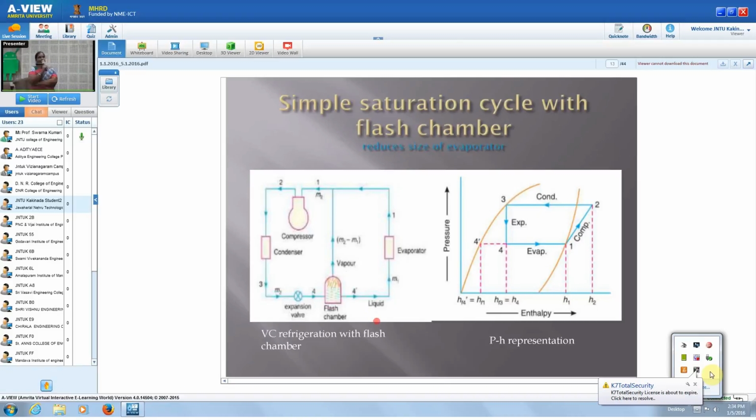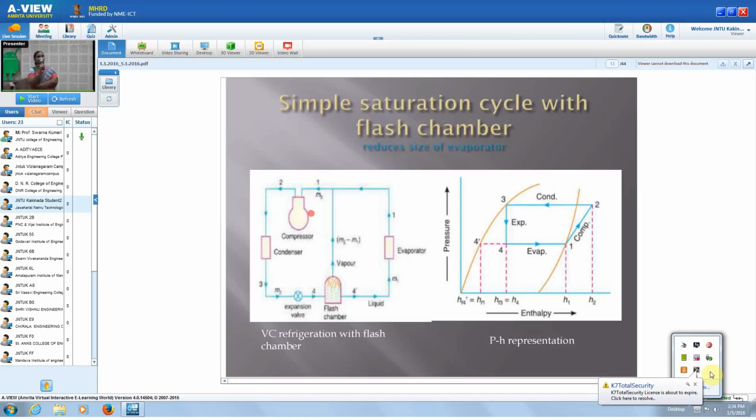Okay. So only when liquid refrigerant is passing through the evaporator, more heat will be removed from the chamber, that is the evaporator, and after taking the heat, it will go out as a dry and saturated state, directly into the compressor.